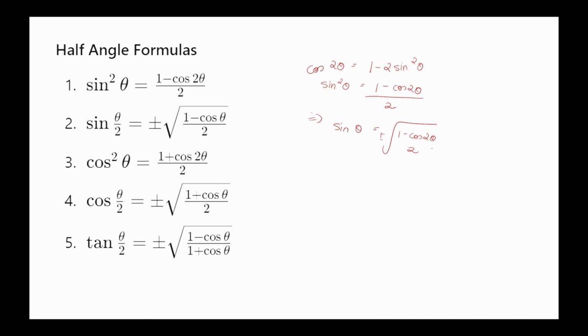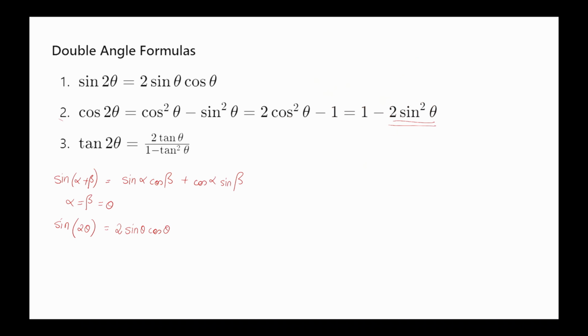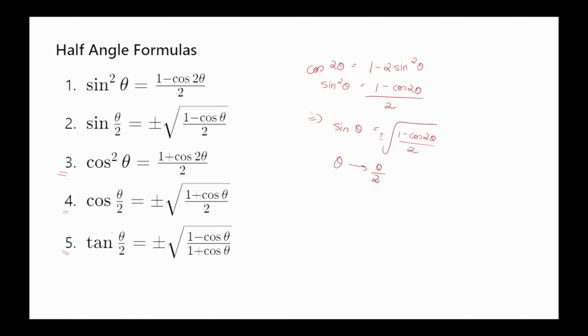Now instead of theta, let me replace theta by theta by 2. So if I put theta by 2 in all the places, I would get sine theta by 2 equals plus minus root under 1 minus cos theta by 2. Similarly for cos square theta also we'll use the same formulas. And for tan theta by 2 as well. Since we know tan 2 theta is this, from here we'll find out the value of tan theta and then we'll replace it here.